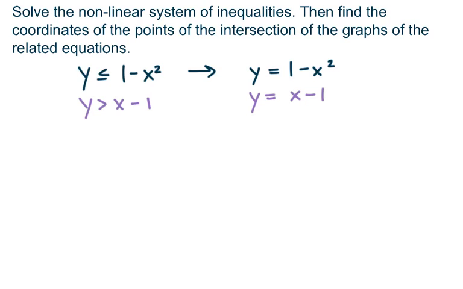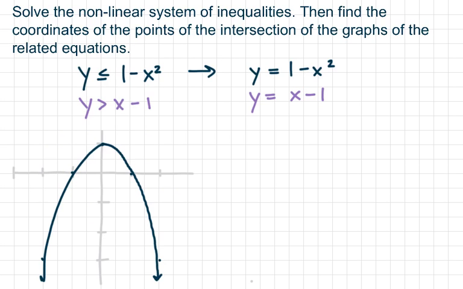I'm going to go ahead and sketch those, and you have a graphing calculator. You can plug these into your calculator and see what they look like. So our parabola shifted up 1 unit, opening down, looks roughly like this. And my straight line, slope of +1, y-intercept of -1, looks roughly like this. Now, notice I went ahead and drew my line with a dashed or dotted line because I didn't have an equal to there.